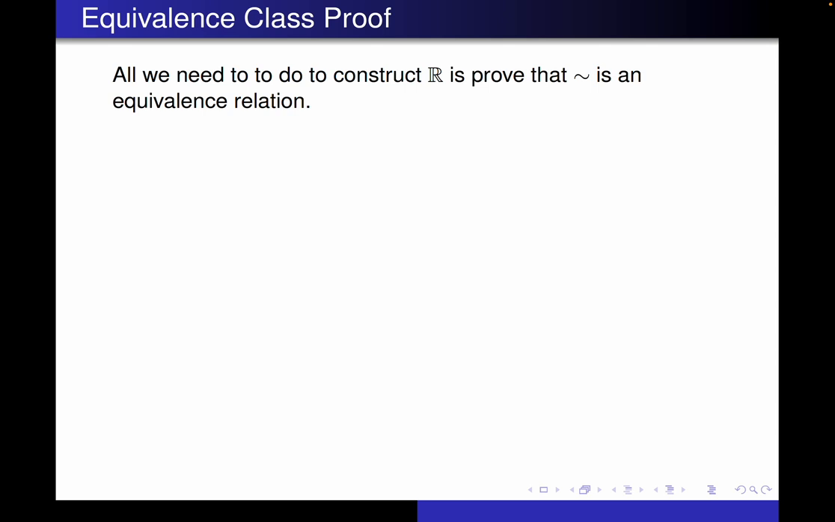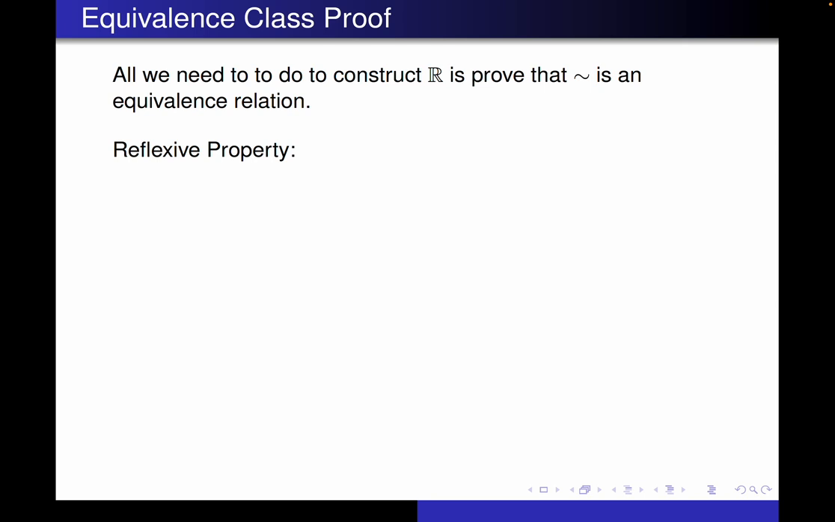So all we need to do to construct the real numbers is prove that tilde is an equivalence relation, right? Yeah, we kind of forgot that detail. If tilde is not an equivalence relation, this whole thing falls apart. There are no equivalence classes. Nothing works. But don't worry, it's going to work. It's not like I get you this far and just give you a relation that doesn't work. But we have to prove all the properties.